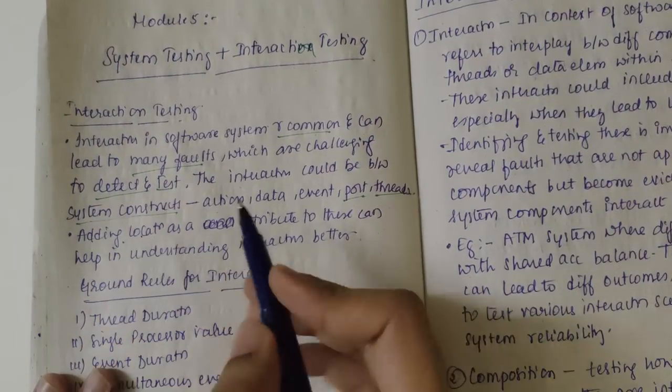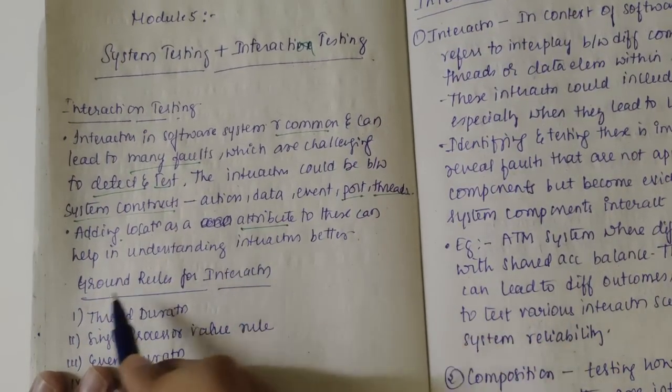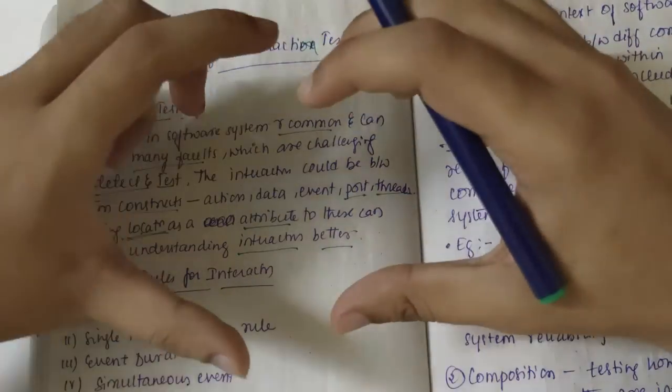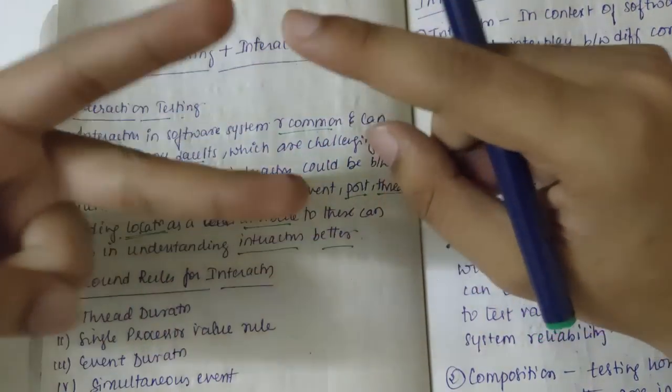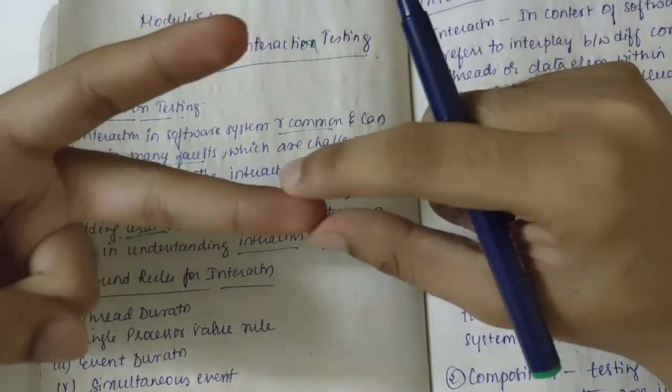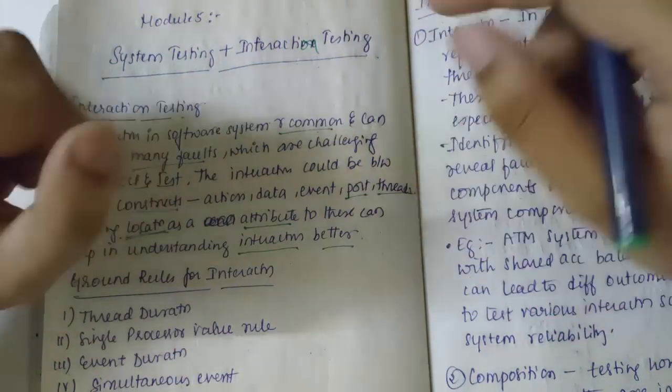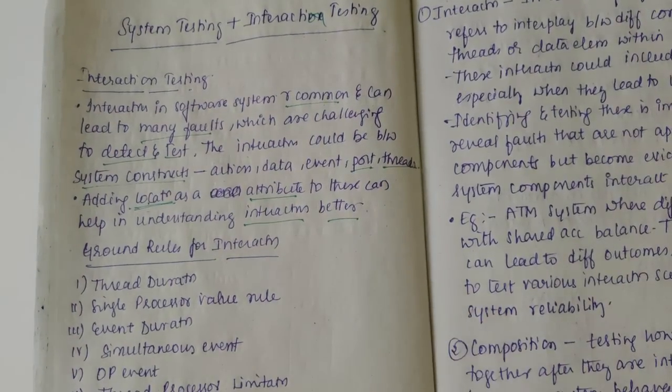Adding location as an attribute to these can help in understanding the interactions better. While dealing with interaction testing, two things are main here. One is the location and the other is session management, the time in which the interaction is happening. We'll look into it further.